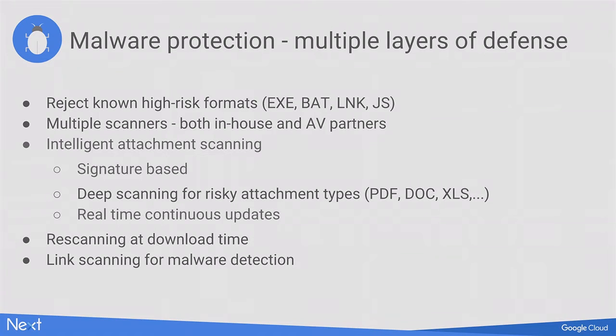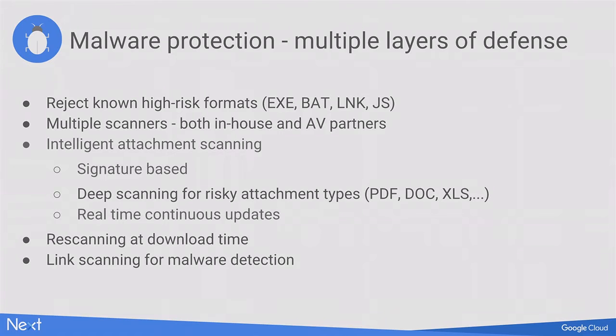So now, how are we tackling malware in Gmail? Overall, we take a funnel approach, starting with blanket rejection of common vectors. There are known high-risk formats that we just blanket block at the entrance level of Gmail. We also have a diversified approach that uses multiple file scanning technologies. We use internal scanners as well as external AV partners.